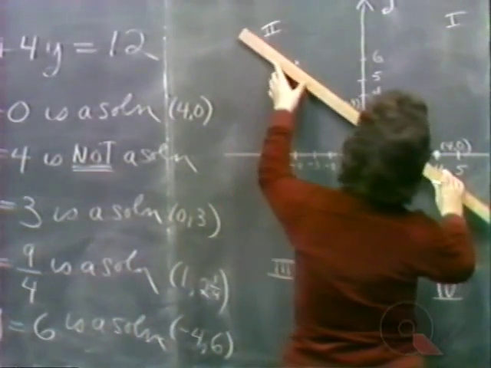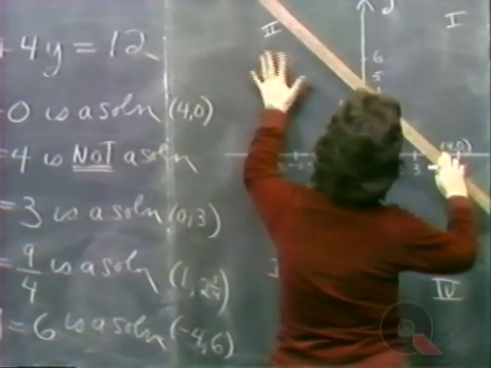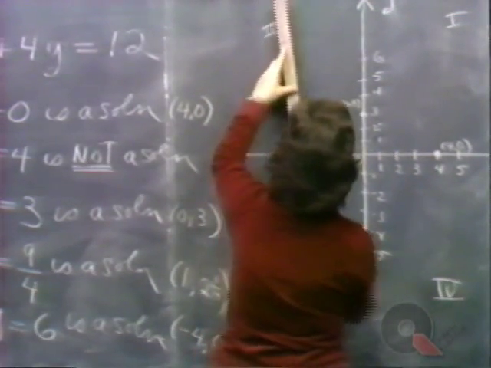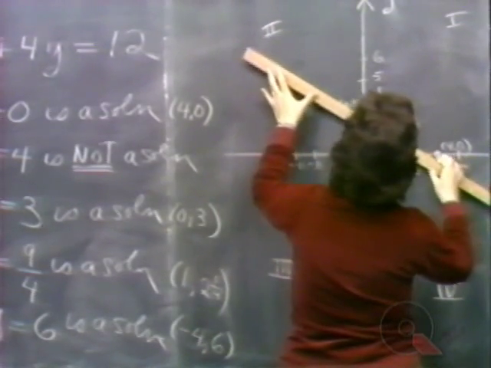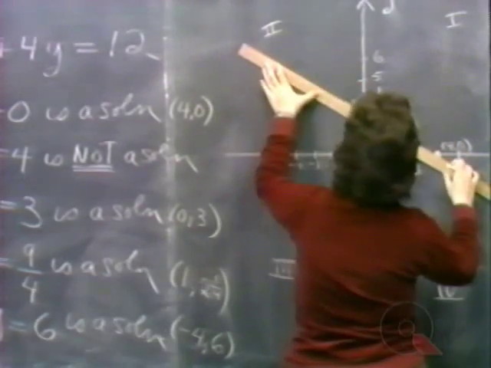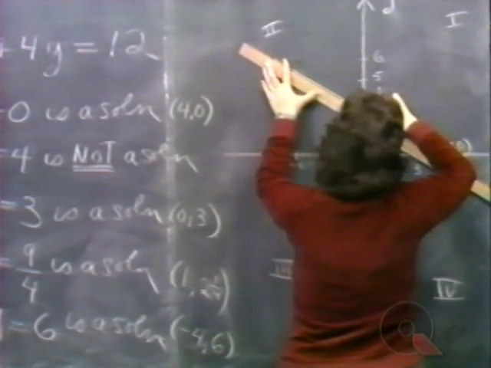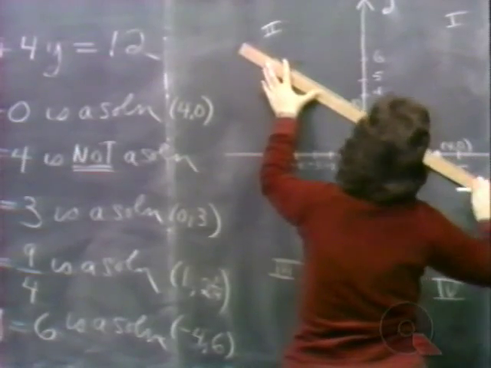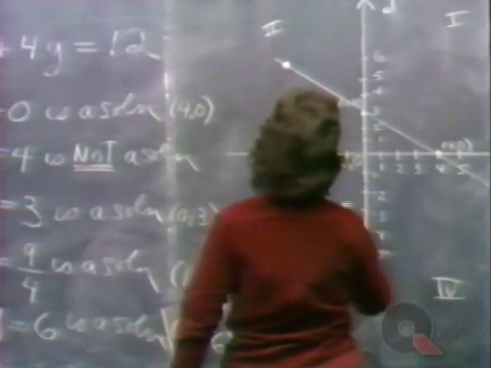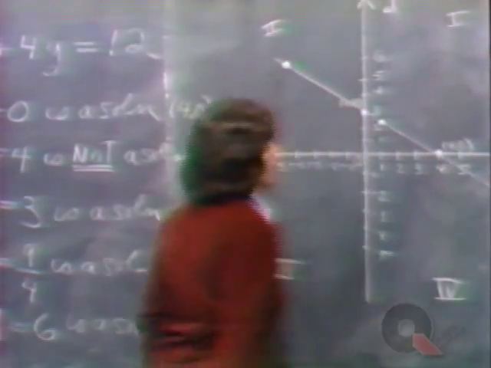Now if we look at the points that I have down here, you will notice that they appear to fall along a line. This one is a little off. Here was the (-4, 6), (0, 3), (1, 2 1/4), (4, 0).